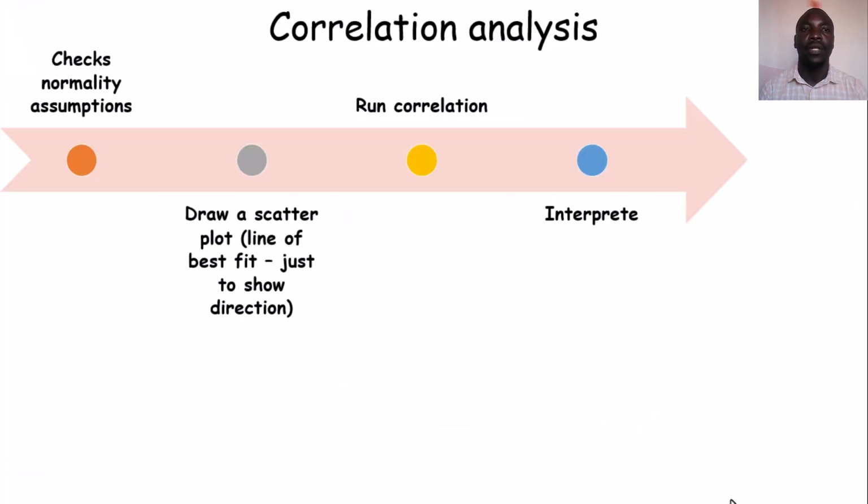So to run a correlation analysis, first check normality assumptions. Draw a scatter plot, and you can optionally add a line of best fit just to have an idea of the direction. Then run the correlation itself. Then interpret. We are going to assume that our data has passed the normality assumption. We have a previous video on how to check for normality. The link is on top of your screen. You can check it out. So we are going straight to drawing a scatter plot, after which we shall run a correlation and interpret.